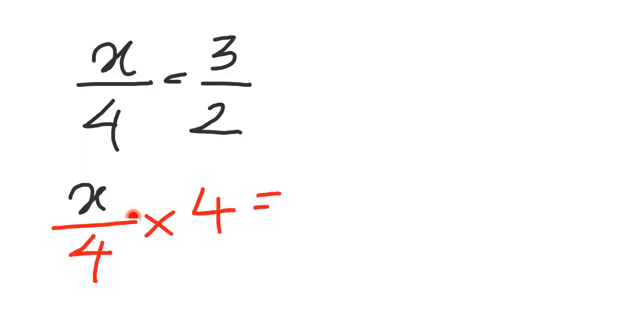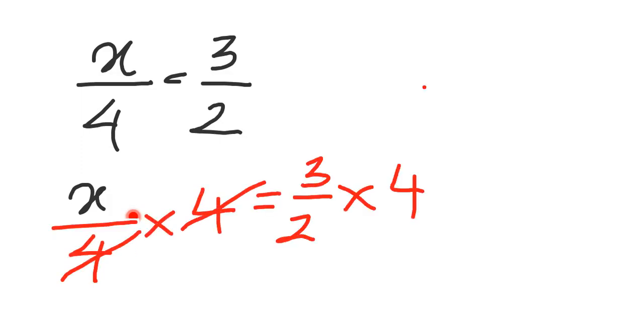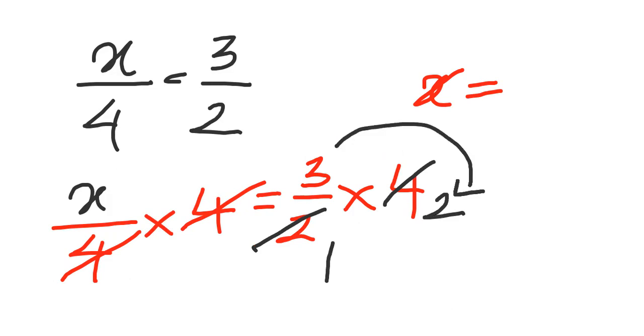From both the sides. Now 4 and 4 cancel. X is equal to, now remember you all are grade 10s. Don't multiply like this. Just have a look. You can see directly. You can cancel 2 times 1, 2 times 2. So 3 times 2 is 6. So x is equal to 6. That is the answer. Clear?